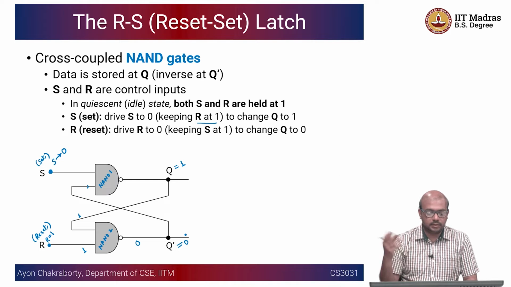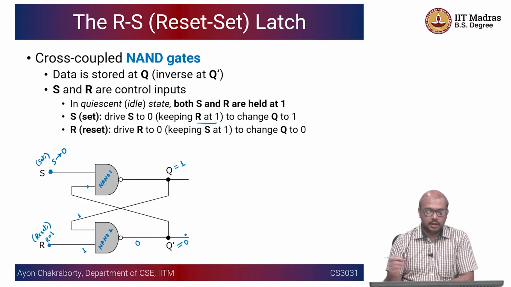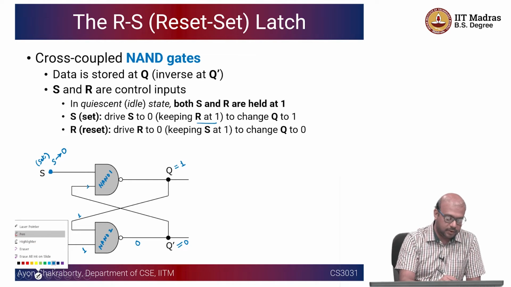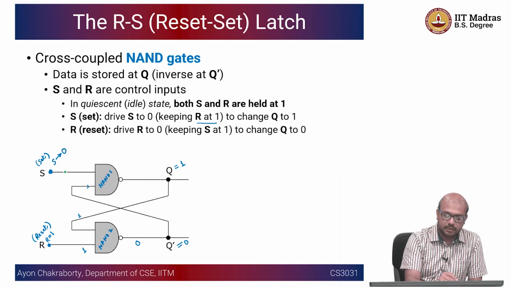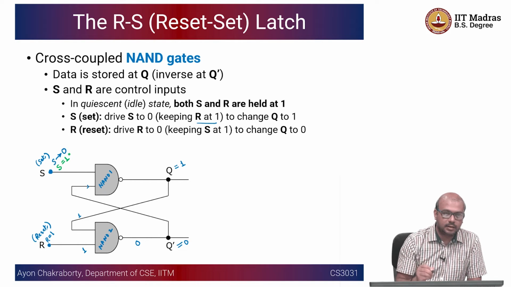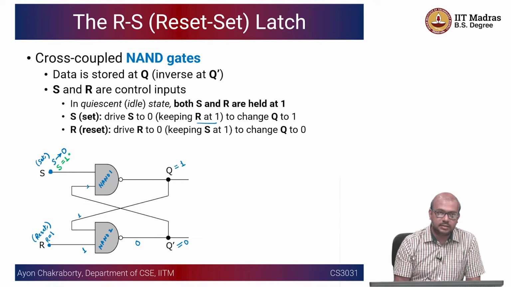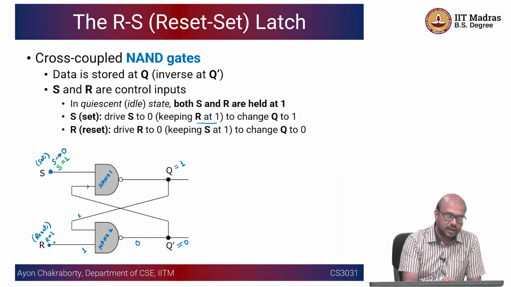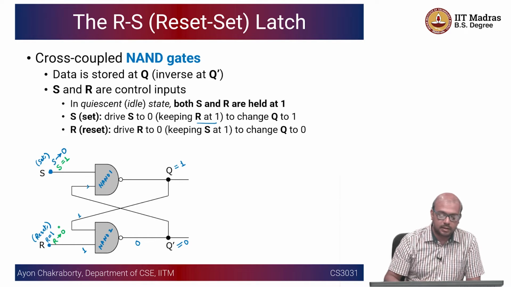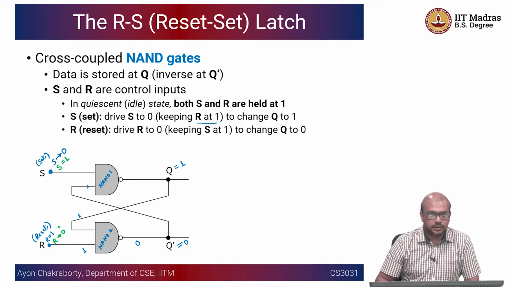if you do it the other way around, I can just do it for your clarification. Let's say I use a different color. In this particular case, S is set at 1, but R is set to 0. This is basically saying that you are resetting the circuit. R is set to 0 now, while S is at 1.